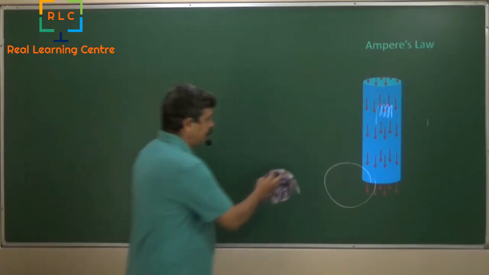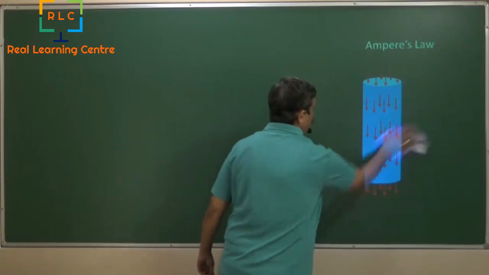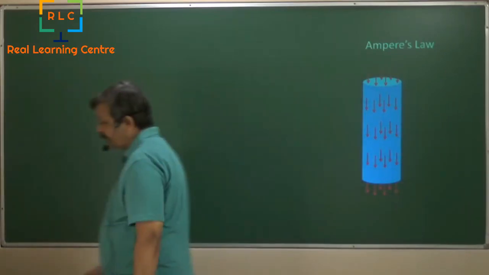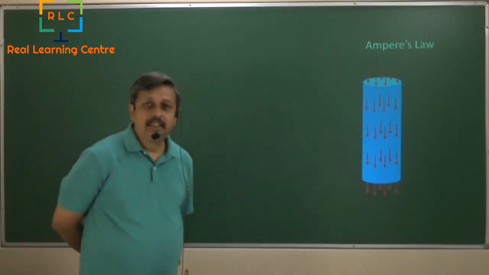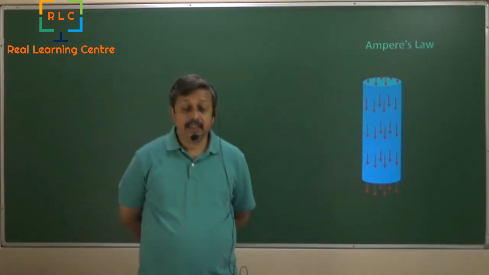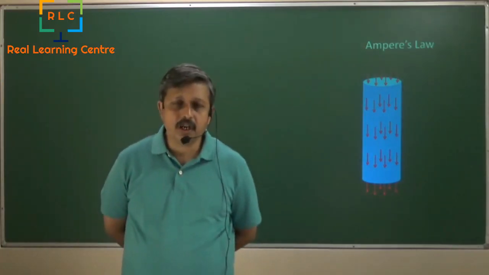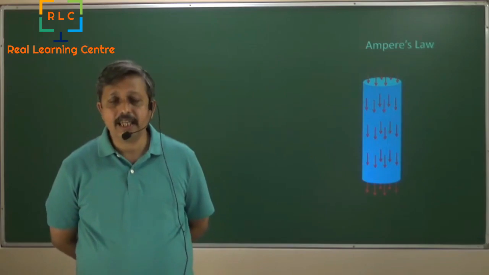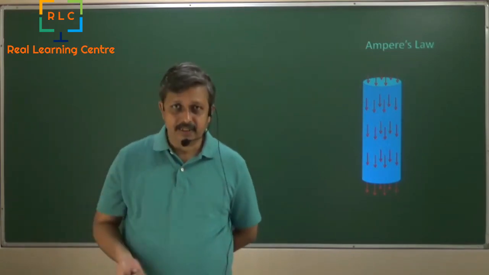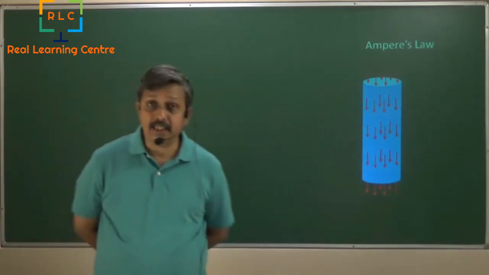So let's look at the scenario and get back to our understanding of Ampere's law. Like Gauss's law in electricity, where you have worked out electric field and charge and all, there is Ampere's law in current electricity, which connects basically both magnetic field and electric field.